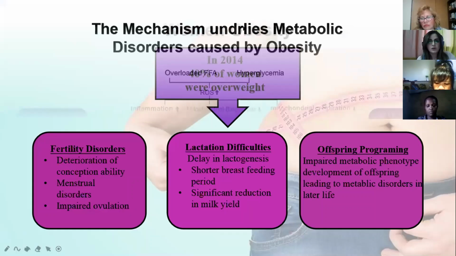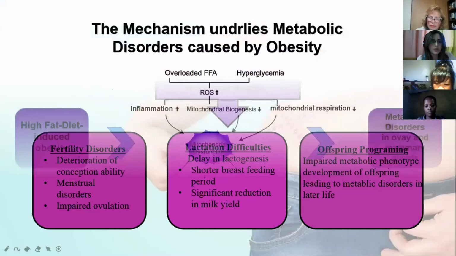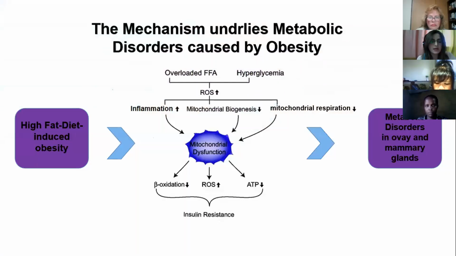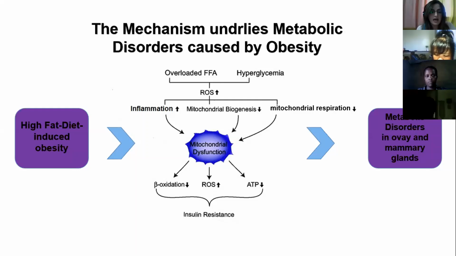So, to understand the mechanism underlying the metabolic disorders caused by obesity is a very important step to fight women obesity disorders. High-fat diet-induced obesity leads to a state of hyperglycemia and hyperinsulinemia, increased inflammation and oxidative stress, leading eventually to defective mitochondrial biogenesis and function, decreased ATP production, which affects the metabolic function of organs like mammary gland and ovary.